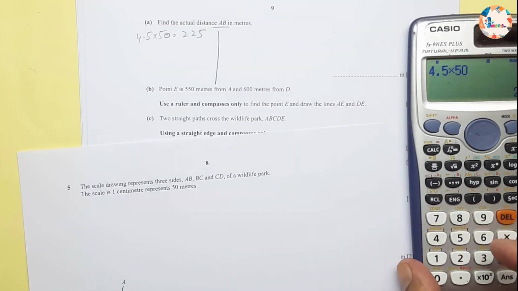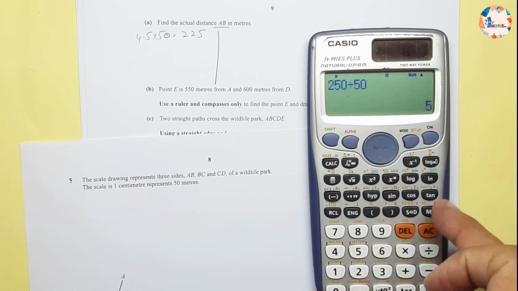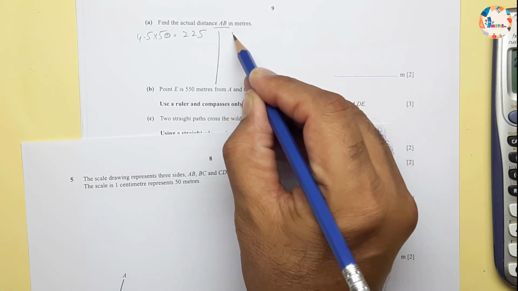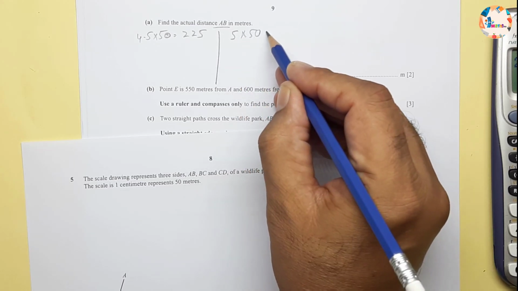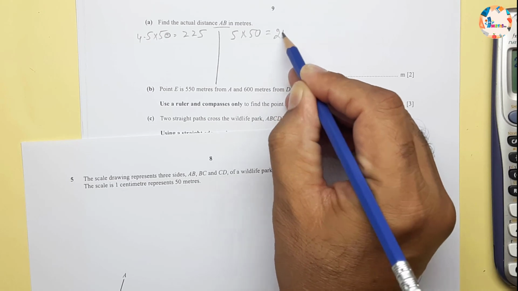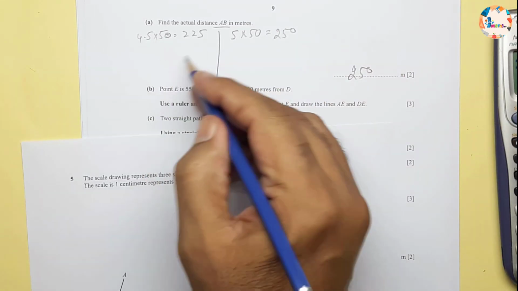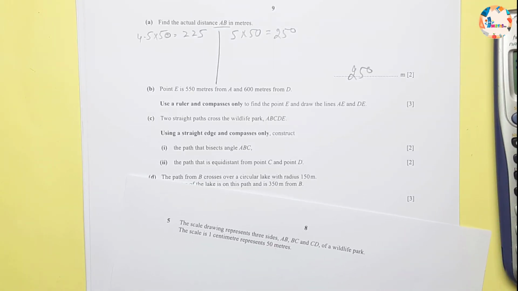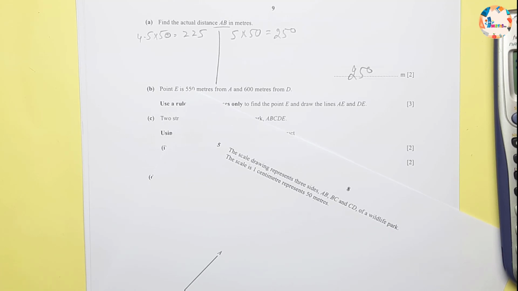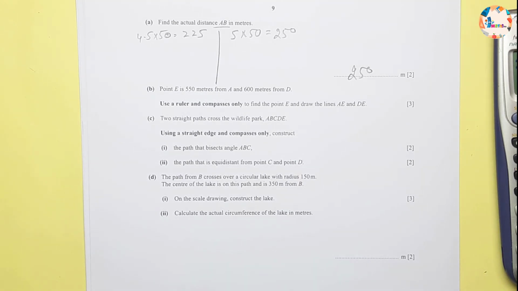But this is not matching with the marking scheme. The original drawing had the answer 250, so divided by 50, the original length was 5. So the 5 centimeter calculation will be like this: 5 into 50 will be equal to 250. So this is the marking scheme calculation which I am following, and this is the calculation which this reduced drawing is giving us. So I have solved both. Hopefully you are getting the point also.